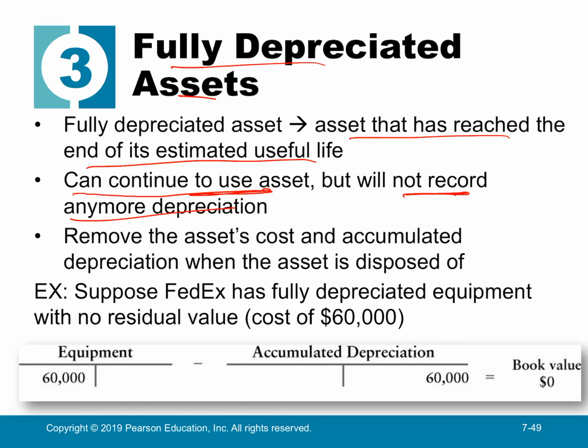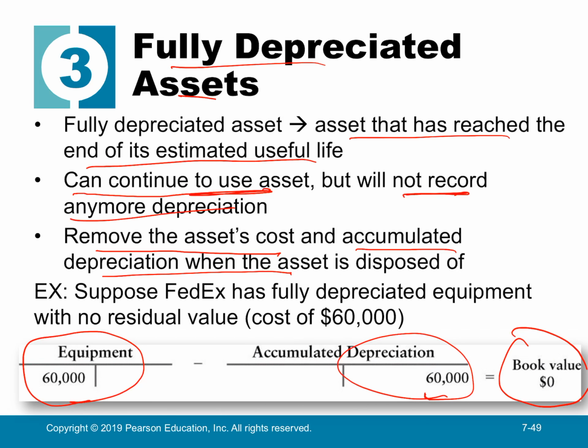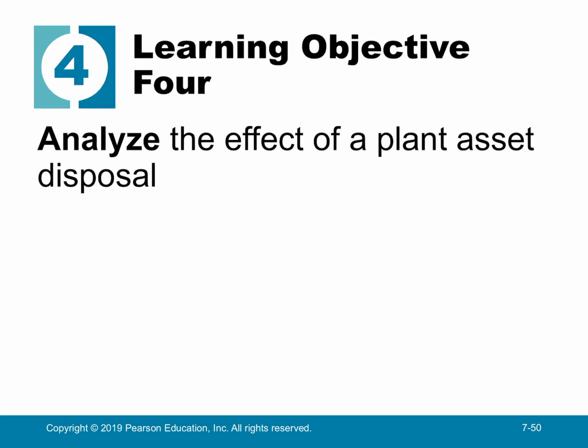When you get rid of the asset, you need to get it off of your books, right? So when you get rid of it, you're going to need to remove the asset cost and accumulated depreciation. Even though book value is 0, you still have this equipment on your books and you still have the accumulated depreciation. So if we were to get rid of it, like throw it in the garbage, there's no residual value. We fully depreciated it. We need to just get rid of it. All you're going to do is debit accumulated depreciation for the equipment, 60,000, and credit the equipment for 60,000. You're just going to get rid of it.